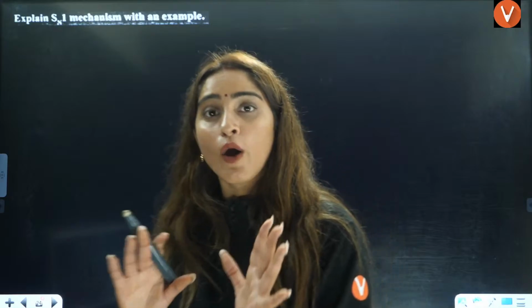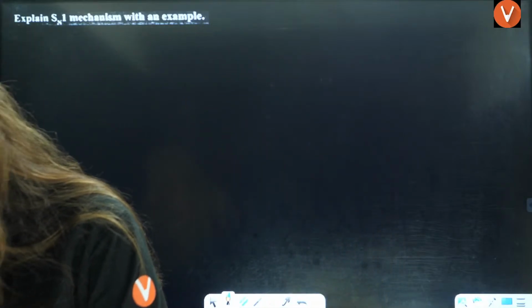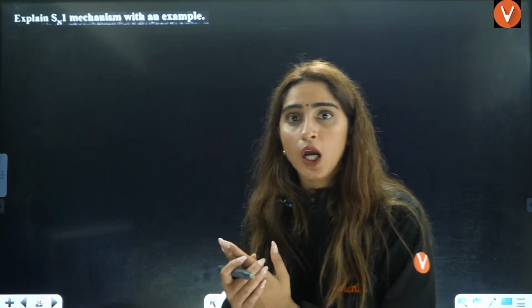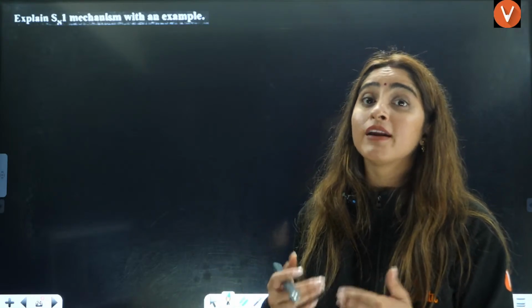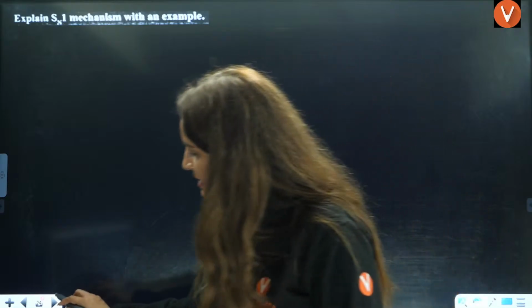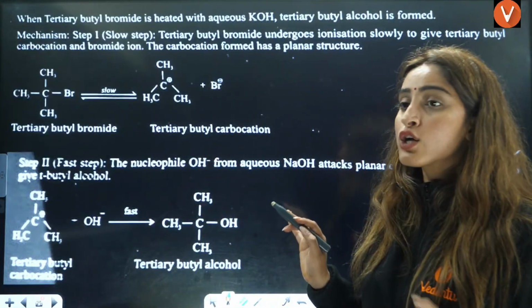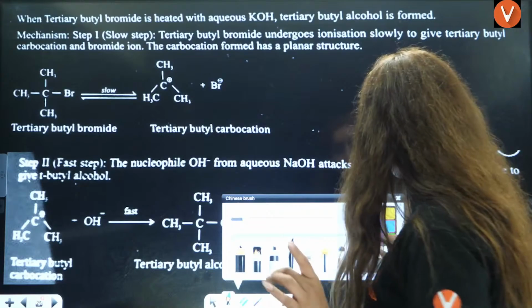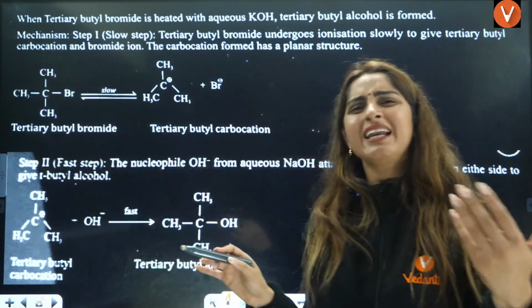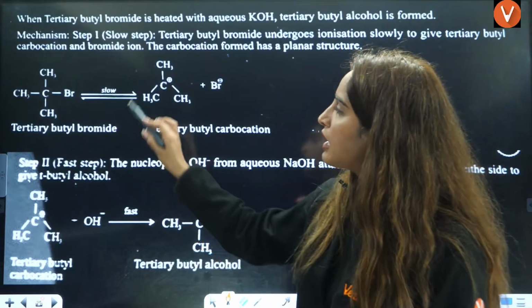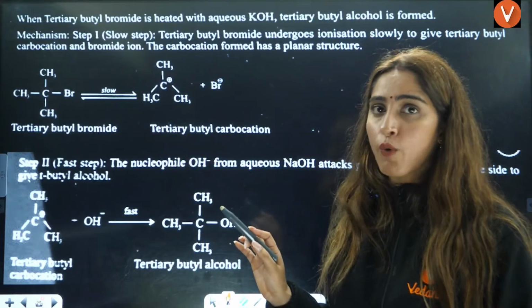SN1 mechanism is a loyal person. Now tell me what a loyal person will do. A loyal person will firstly break up, then get attached to the new nucleophile. Same thing is done here. Firstly, you will have any alkyl halide, and in the slow step, firstly it will break up.